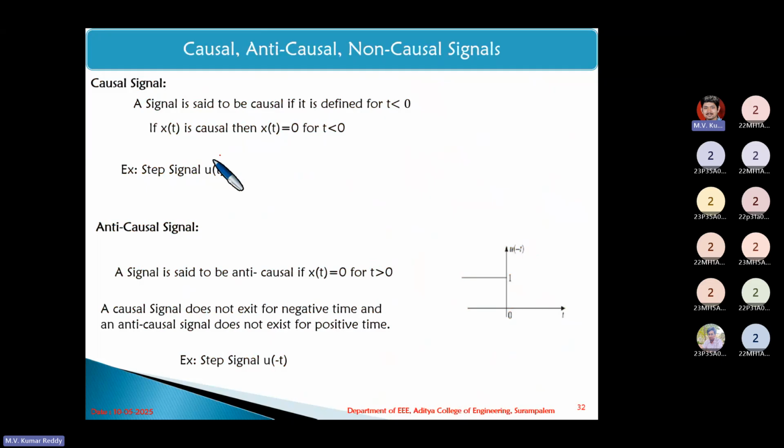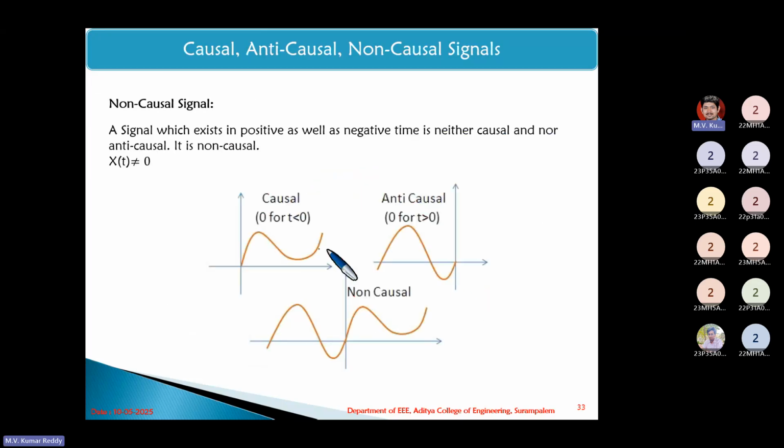So causal. Causal means whenever the waveform is on t greater than 0, then it is called causal. If the waveform is on the left side, then it is called anti-causal. When the waveform is on both sides of 0, left side and right side, then it is called non-causal. See here, right side is called causal, left side is called anti-causal, non-causal means both sides.